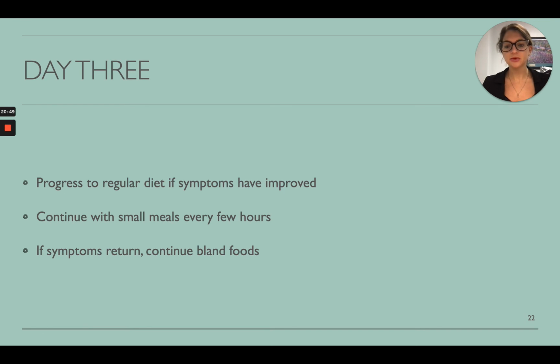And then if symptoms return, so anytime when adding in food, if symptoms of nausea, vomiting, or diarrhea return, we'd want to backtrack and go back to bland food items. So take this down a notch, go back to easily digestible foods, such as, again, the BRAT diet: bananas, rice, applesauce, toast, oatmeal, chicken breast. Then see how things go over the next 24 hours, and then try to re-include some of the regular food items after that.